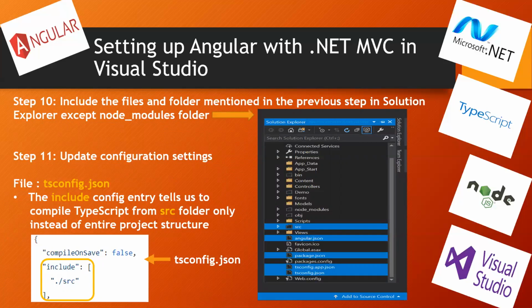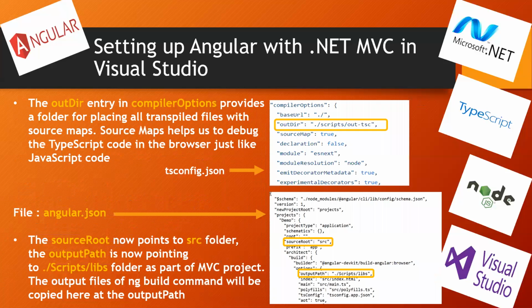Then we update the configuration settings. So how do we update? We open the tsconfig.json file. There is an include section that tells the compiler to compile TypeScript from the src folder only instead of the entire project structure. You can see in the include we have written /src, so it will only compile the TypeScript from this folder, which is src.